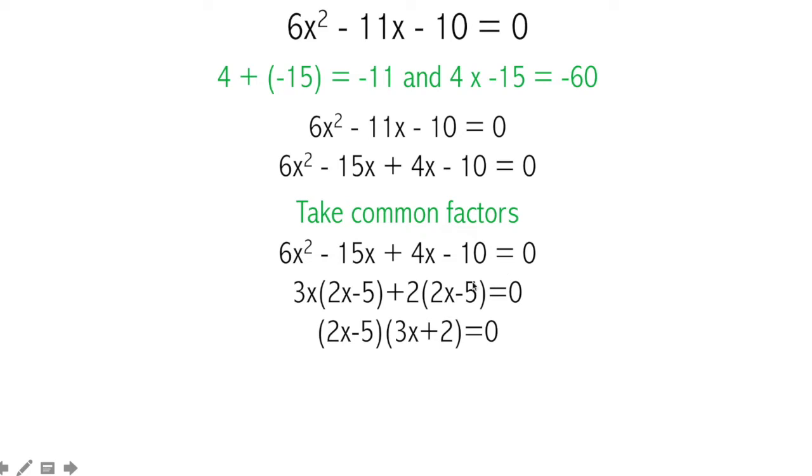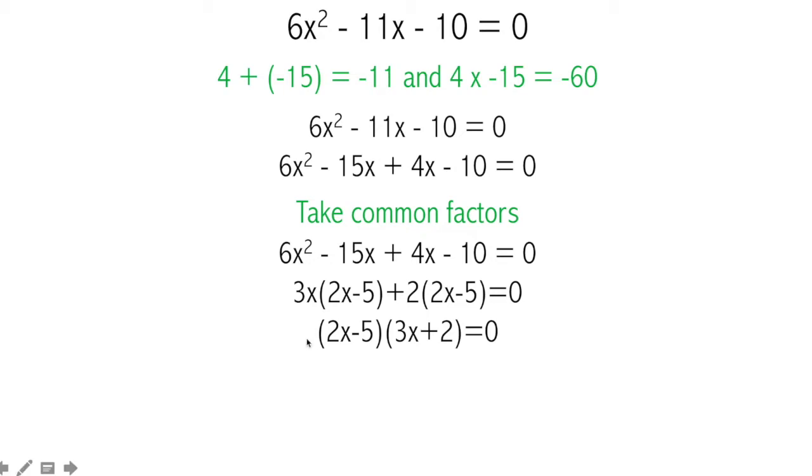If you're doing factorization correctly, what is inside the brackets should be the same for both. So if this says 2x minus 5, this should also say 2x minus 5. If they are not the same, you're doing something wrong. Then you can take the term in the brackets, 2x minus 5, as common. That will produce another bracket that has 3x plus 2 inside.